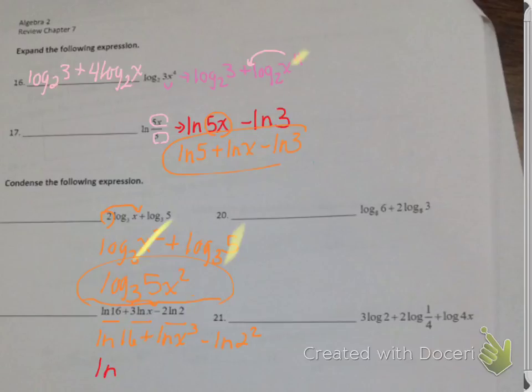I have the natural log of 16 times x cubed, all divided by 4. Well, 16 divided by 4 can be simplified. And 16 divided by 4 is 4, so it should be the natural log of 4x cubed. And I'm done.